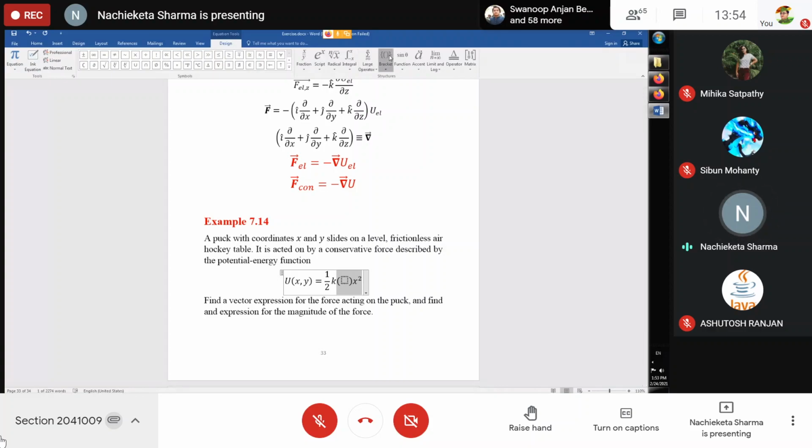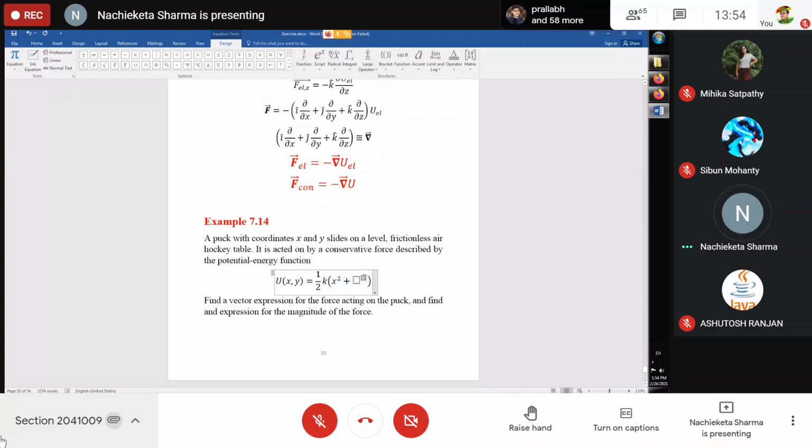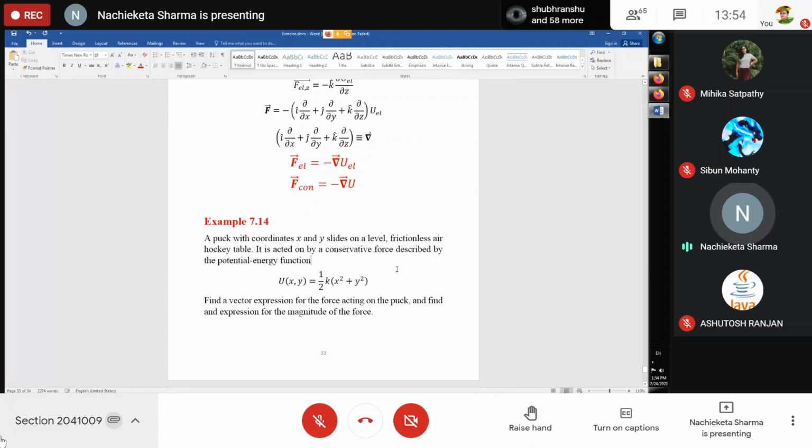Half kx square. Let us do it this way. Half k x square. This is x square. Plus half k y square. Okay, now can you say how we can proceed, how we can find out the force and the magnitude of the force? Yes, tell me, how can we do this?